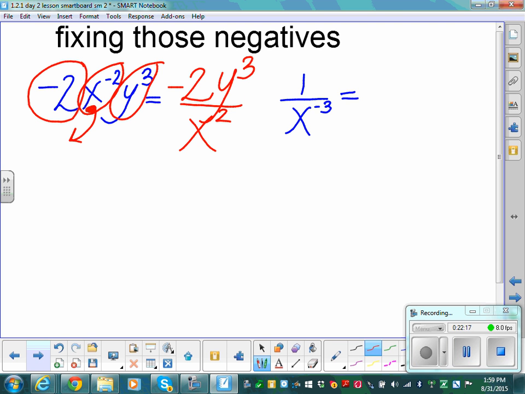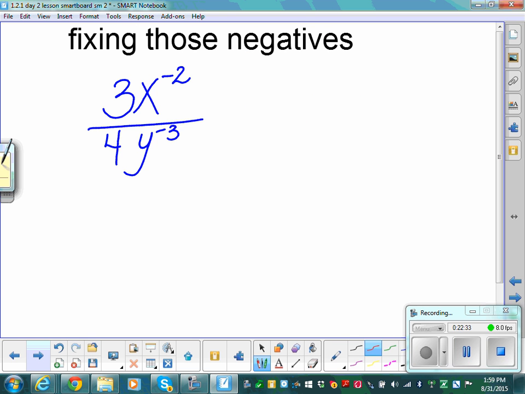Okay. How about this one then? 1 over x to the negative 3. Good, x to the third. You just saw you had a negative exponent, you flipped it over a fraction, and now it's a positive exponent. Okay, we're going to do one more actually.